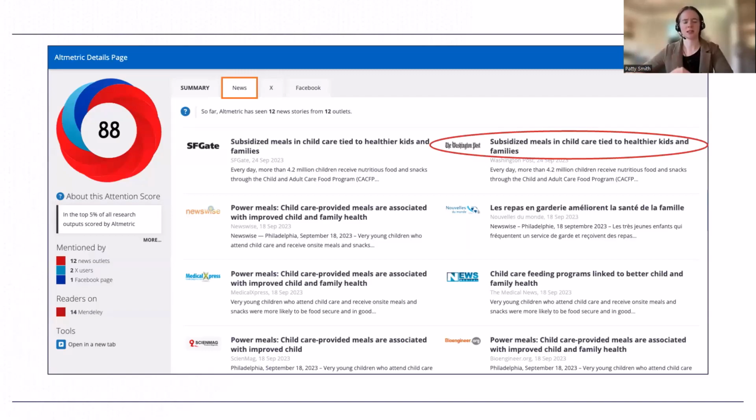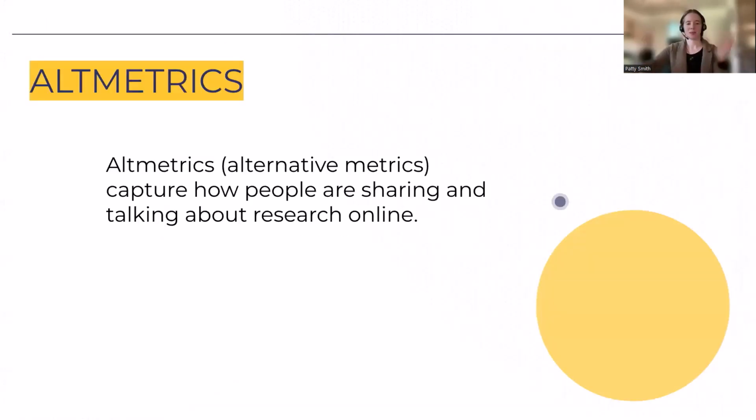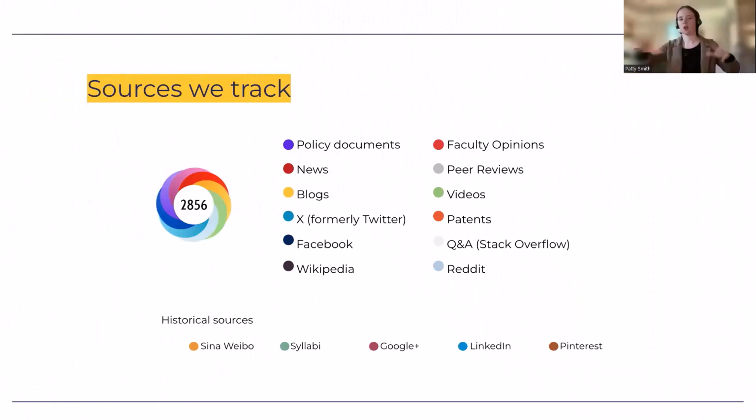So hopefully that makes sense in distinguishing media monitoring versus what we're looking for specifically at Altmetric. So again, going back to the definition, we're capturing how people are sharing and talking about research online. But where are we searching for these mentions? So we do not track the entire internet. We're not looking everywhere on the internet for mentions of research.